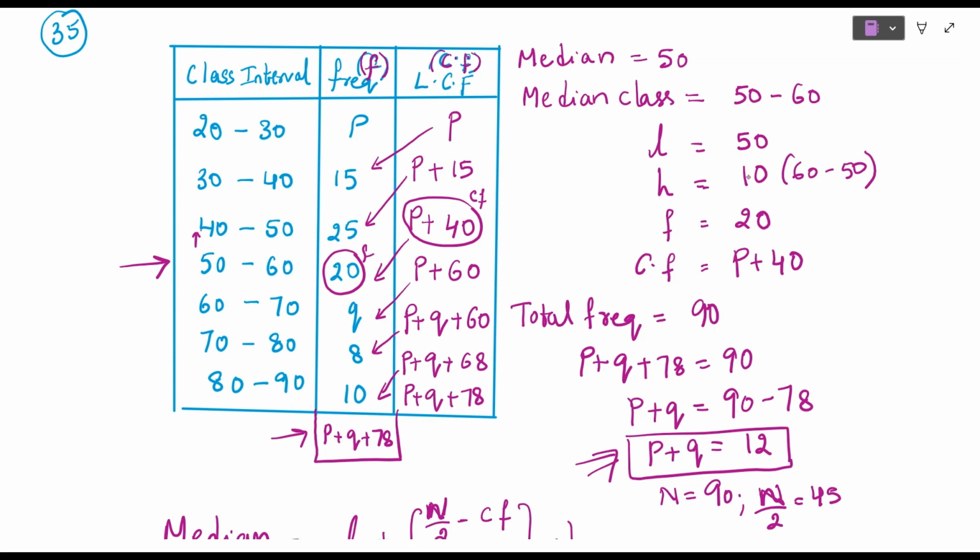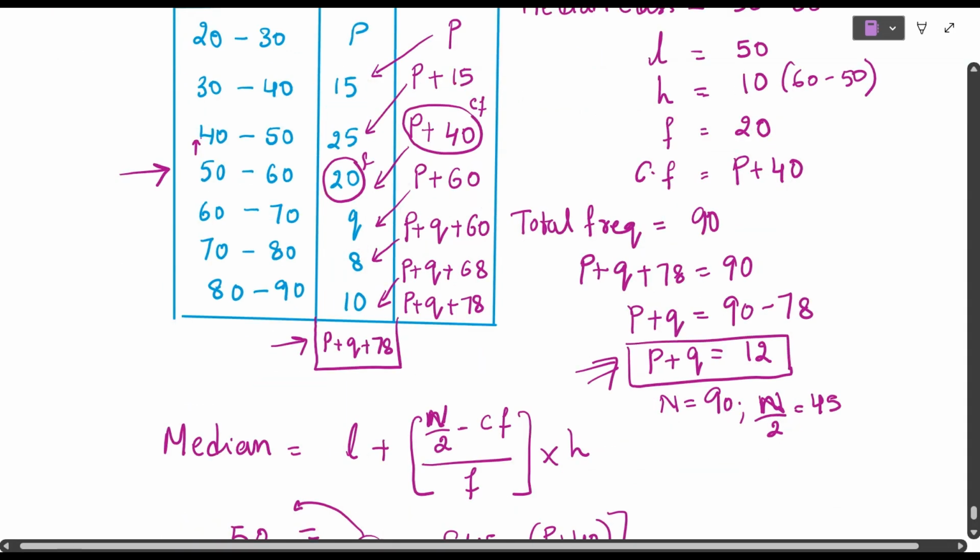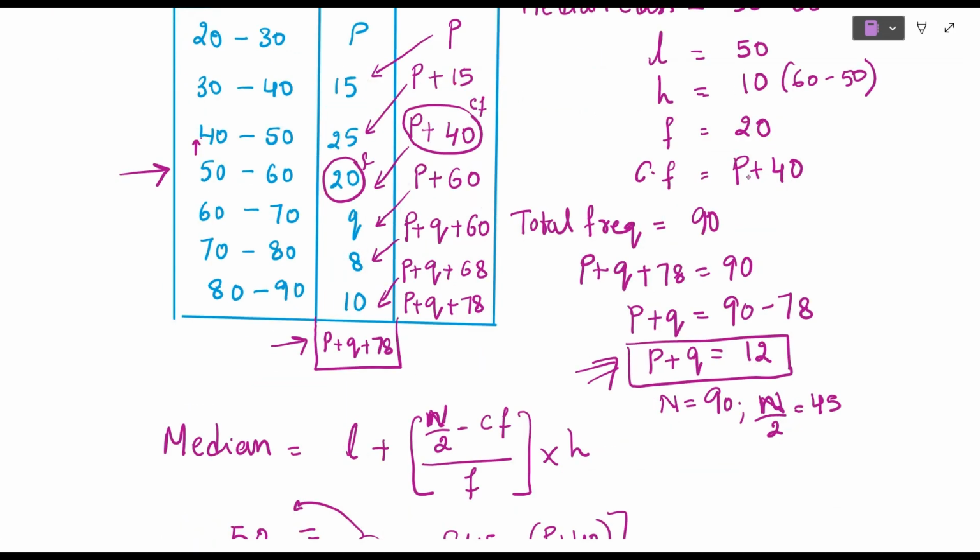So if we add the total frequency, how much did we get? P plus Q plus 78. So this is an equation we got here. Solve for P plus Q. P plus Q is nothing but 12. Now what is the formula for median, students? Very, very important. Median is equal to L plus (N by 2 minus cumulative frequency) by frequency into H.